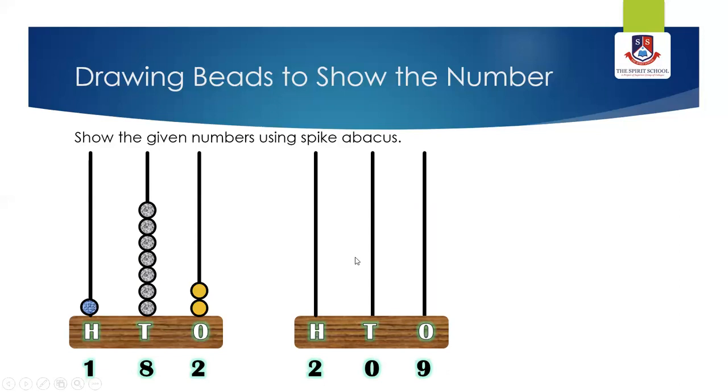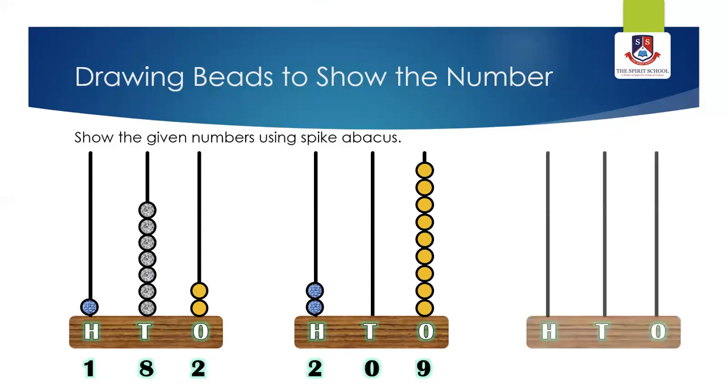We have 200. So how many beads will be there in the hundreds spike? We will have 2 beads, representing the digit 2 at the hundreds place. So the number we have represented using the spike abacus is 2 hundreds, 0 tens and 9 ones. The number was 209. Now here we go to our third representation of a number using the spike abacus. Here we have 6 ones.